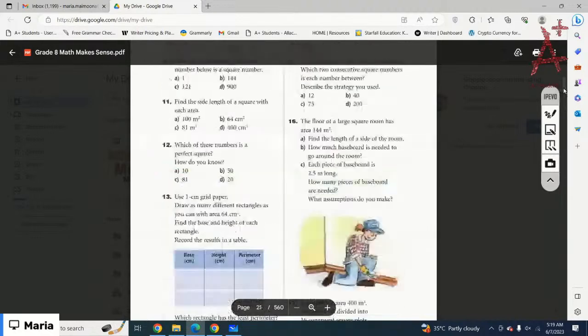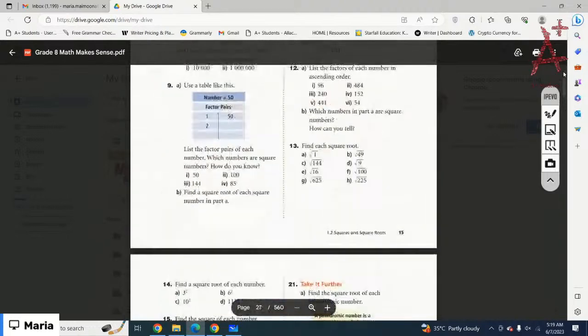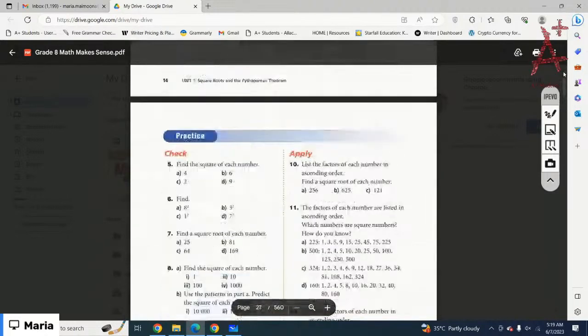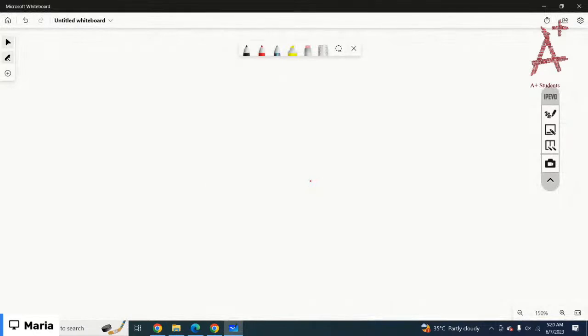Okay, let's just start with the practice questions. Okay, find the square of each number. Let's just start with question number 5. You have to find the square of each number. Got it? So the numbers are, let's start with the first one, 4. How do you find the square of 4? You have to calculate the square of 4. You have to do 4 times 4. Square means multiplying a number by itself. It would be 4 times 4 makes 16. Got it?